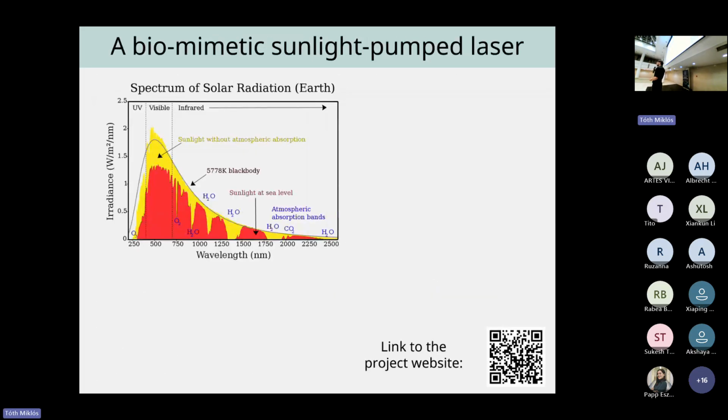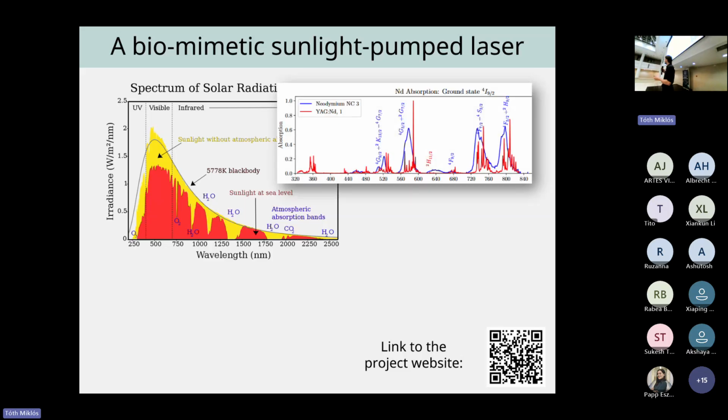The Apache project is about building, rather than buying would be nice, a biomimetic sunlight pumped laser. The idea behind this is that if you look at the sun spectrum, it is super broadband, but the intensity is quite weak. And if you look at a typical lasing gain medium, so we see here neodymium, for example, you have incredibly low absorption and very, very narrow lines. This is exactly what we want if you want a very good lasing gain medium, but it's not what we want if you want to absorb as much sunlight as possible.